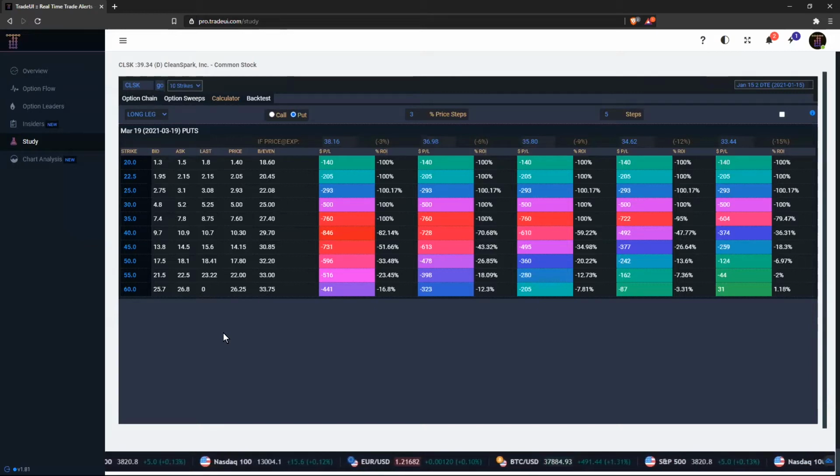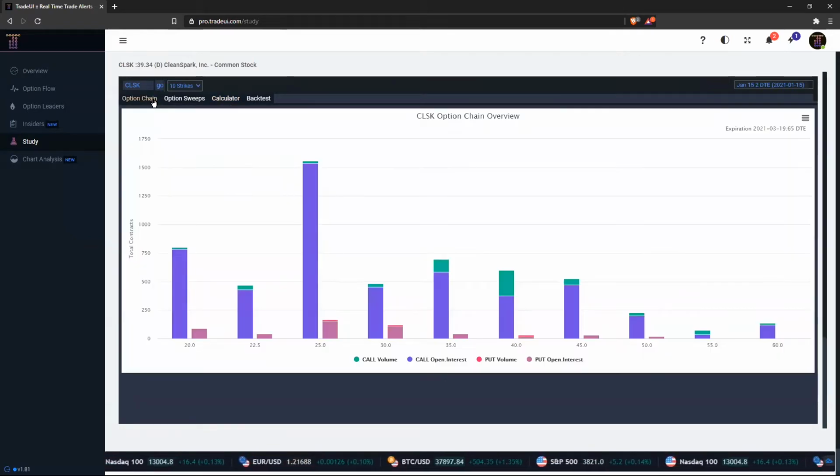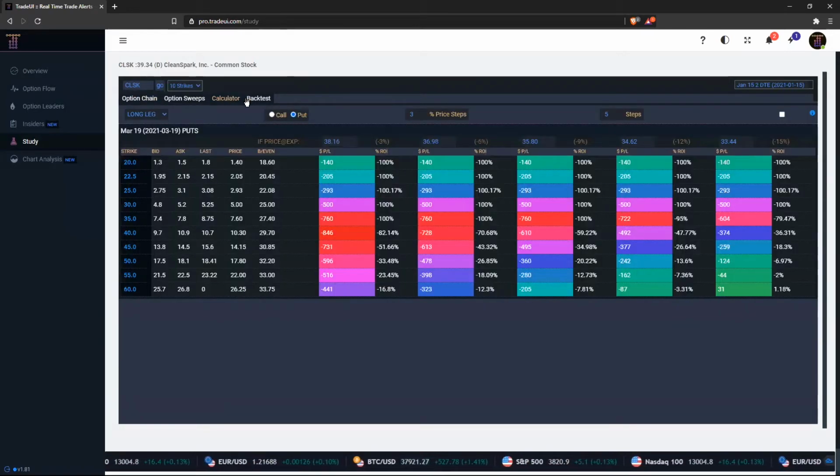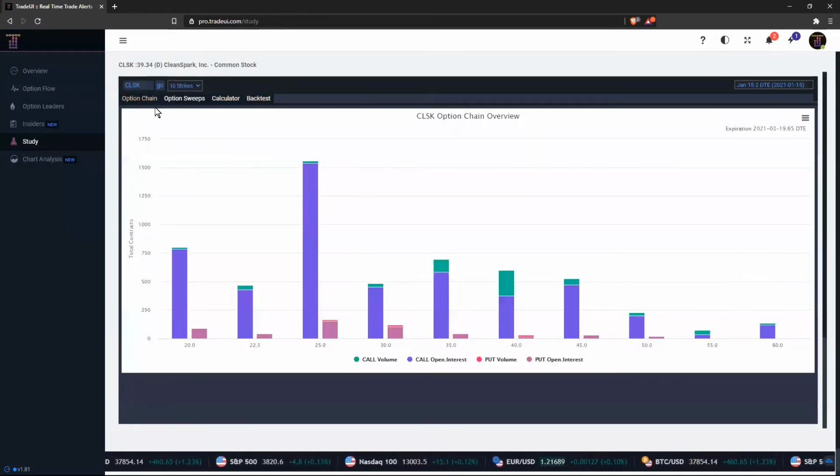I love the option chain analysis and the option sweeps. Those two are what I use. The calculator is not great because it does not have IV, and without IV, it's very hard. It's pretty much doing profit and loss. I don't need all that. The back test is there, but it's not built.